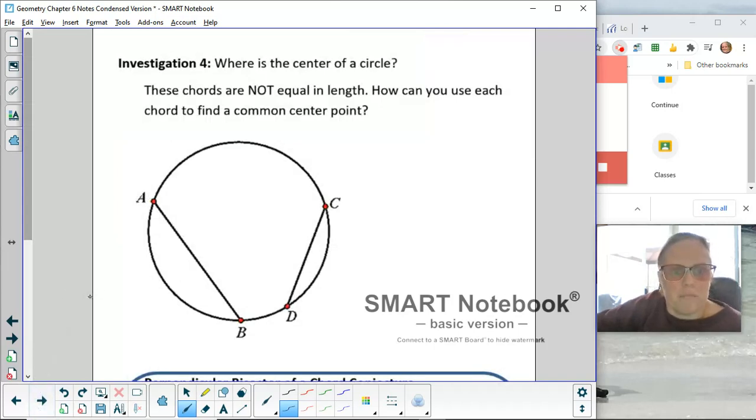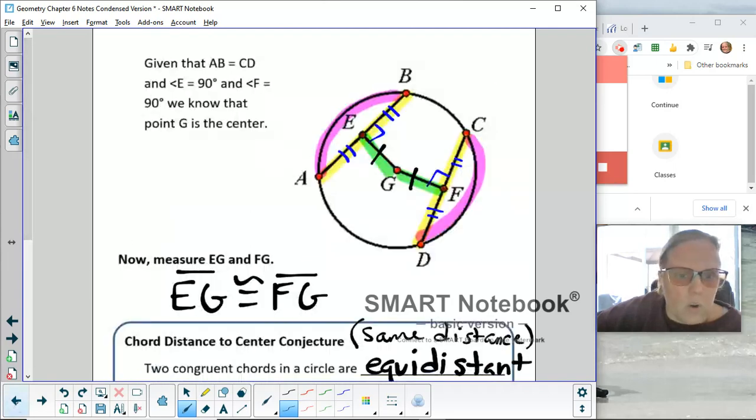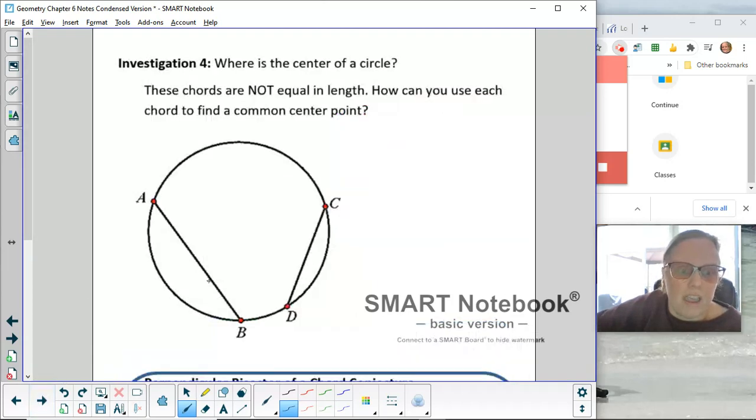Investigation number 4. Where is the center of the circle? Well, it's not drawn on there for us. I know it's somewhere around here. And then the second piece of information here says these chords are not equal in length. So they would not be equidistant to the center of the circle. But because I know if we are crossing at 90 degrees, connecting to the center, it will cut that chord in half, I just need to find the halfway point of each of these chords.